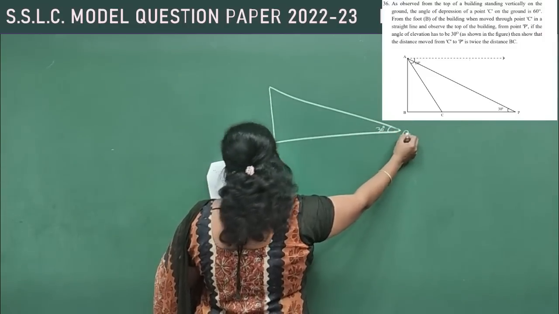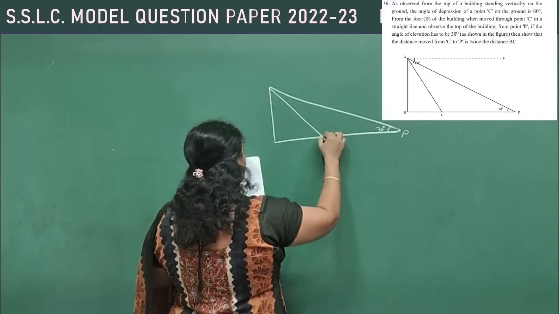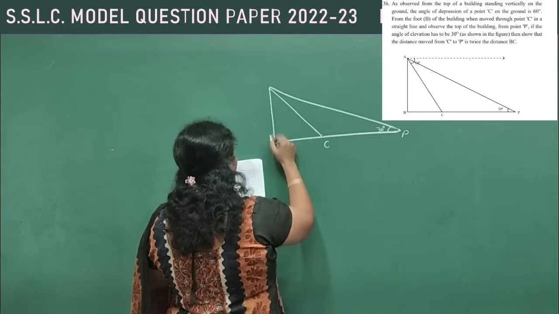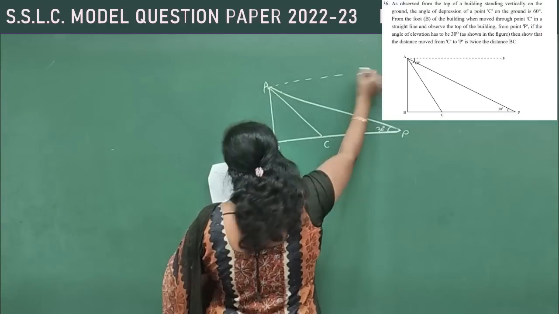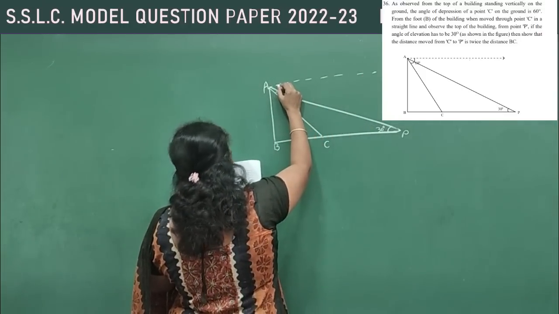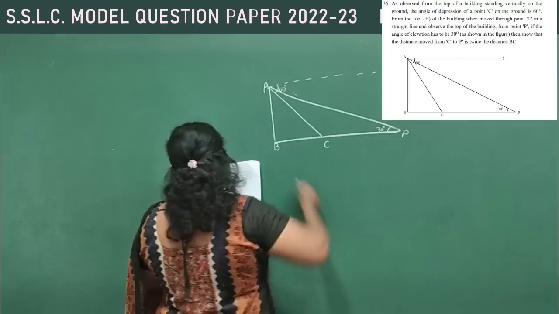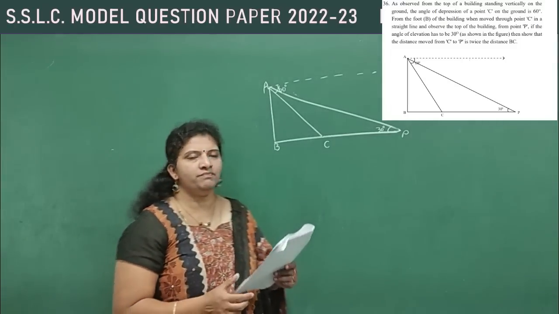30° P, C B A, and this is angle of depression 60°. Right. Now let me read the problem.